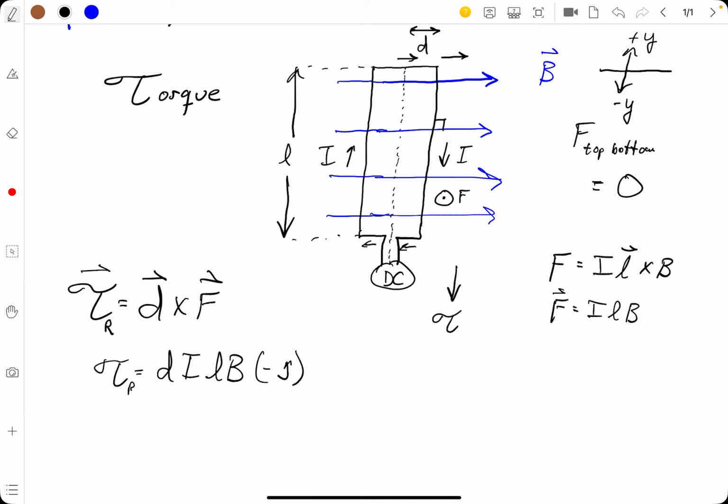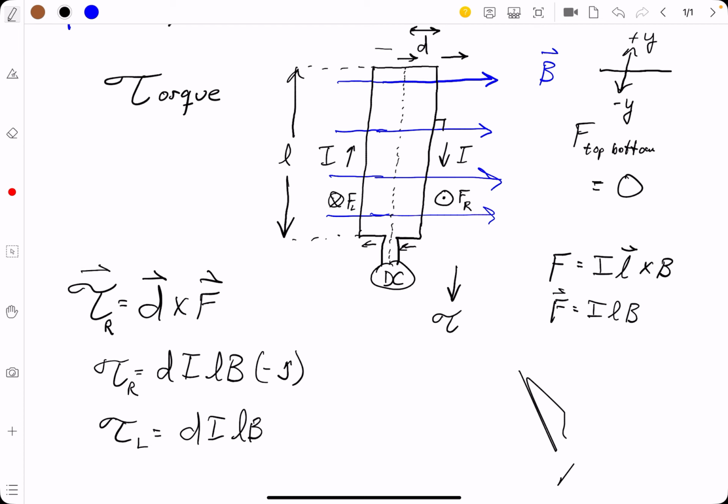Okay, that's the right side. Well, you can guess that the same thing's going to happen on the left side, and now all we have to do is figure out our direction. So first, what is our direction of our force? I cross B puts our force down like this. Our force is going down on this side. So this is the force on the left, this is the force on the right.